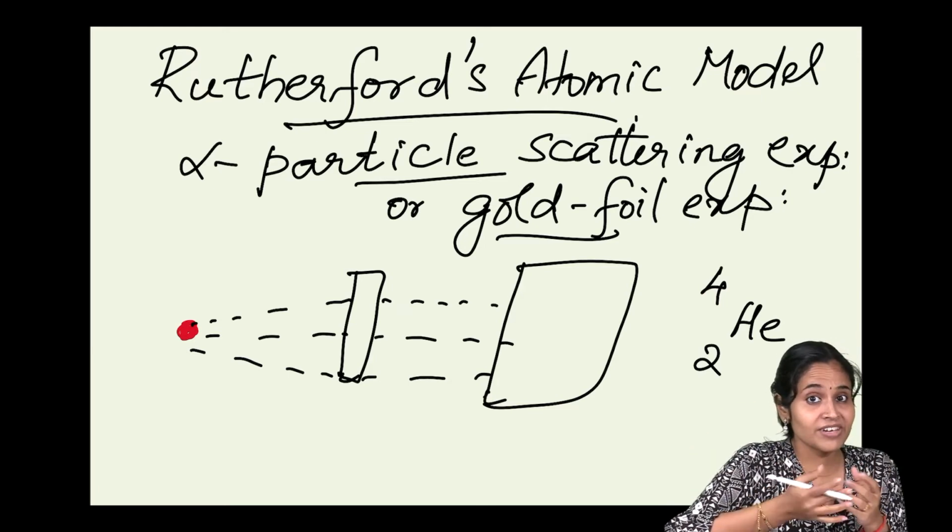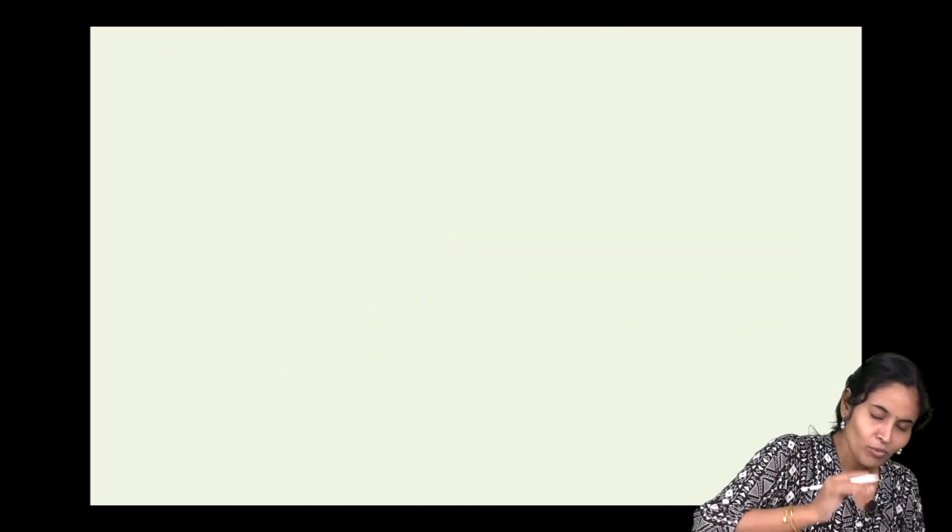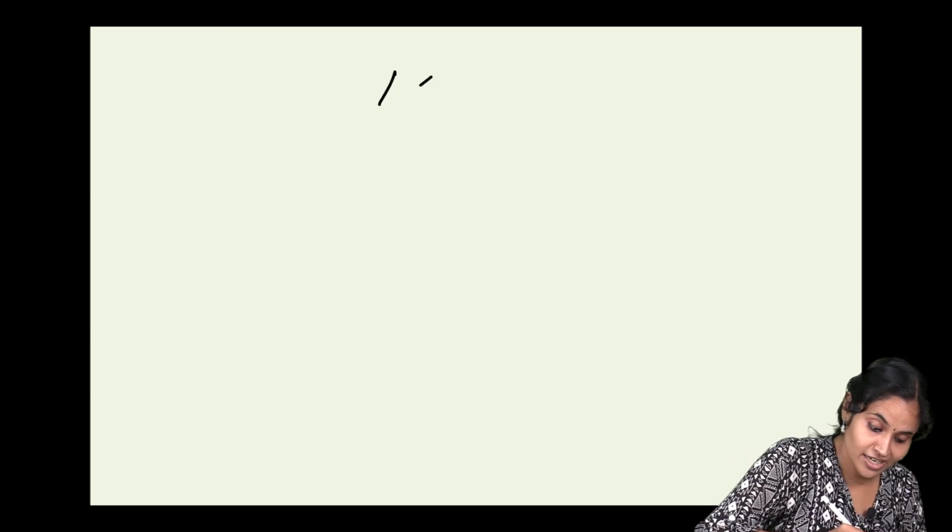And what were the observations of this experiment? What did he observe? The observations were, most of the alpha particles passed through the foil without any deflection. That was the first observation. The second observation was, some of the alpha particles got deflected. And a very few alpha particles, about one in 20,000, was deflected at an angle of 180 degrees.